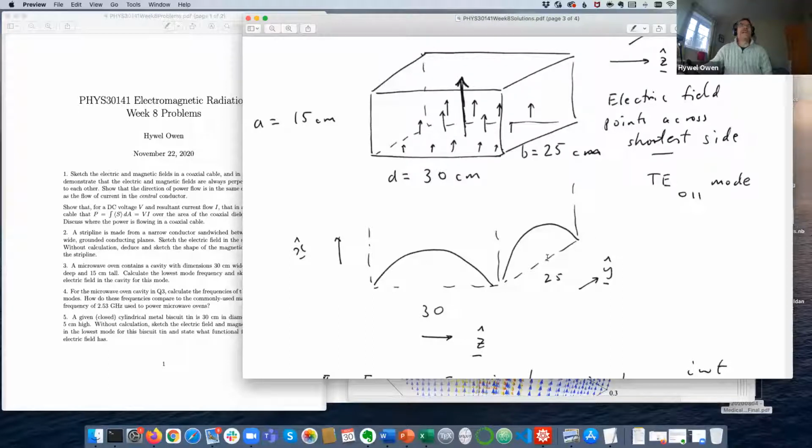And similarly, it's also true in the y direction, where we have y equals 0 here and y equals b here, and the electric field must also fall to 0 there. That's the parallel component. Now let's look at the electric field at the boundaries in x.